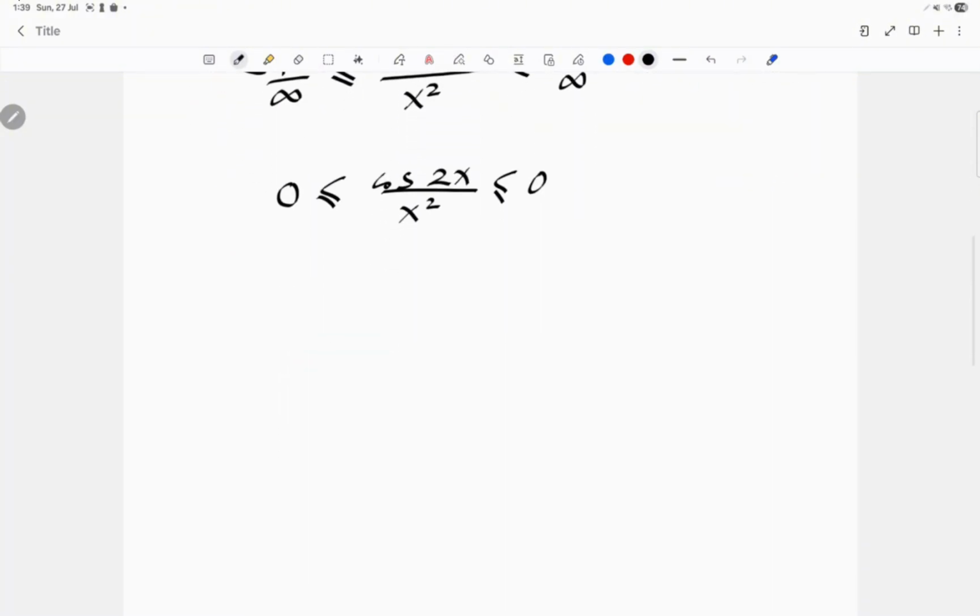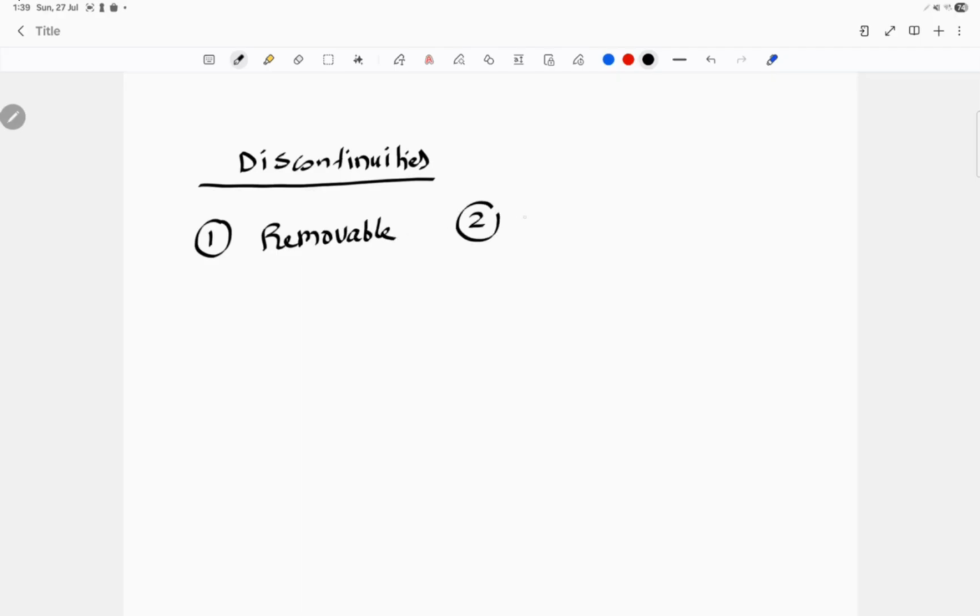Let's now talk about something new called discontinuities, which we mentioned to a certain degree last time, if you guys recall. We have multiple types: removable, jump, and essential. Essential is also called a vertical asymptote.